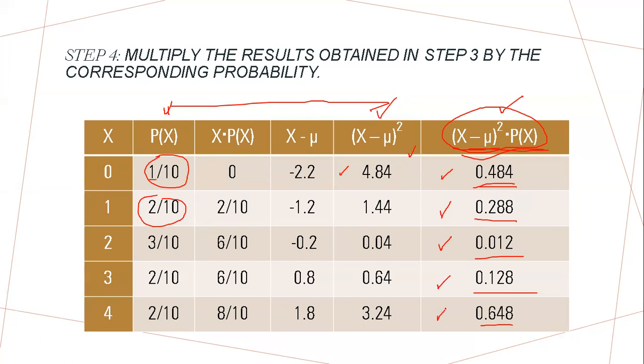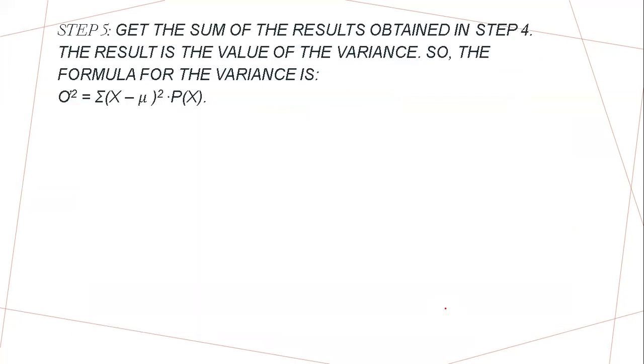Okay? So I hope it's clear for step 4, kasi meron pa tayong steps or dumadami na yung table. Sana clear sa inyo to. Okay, proceed tayo. We have step 5. Get the sum of the results obtained in step 4. The result is the value of the variance.